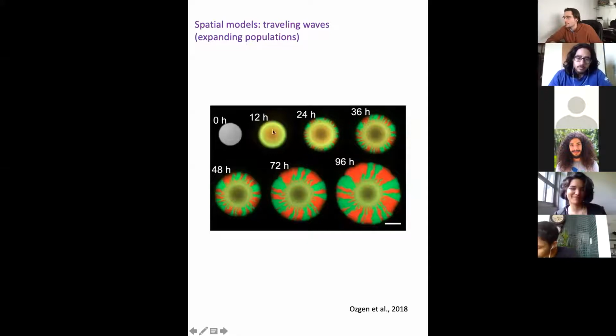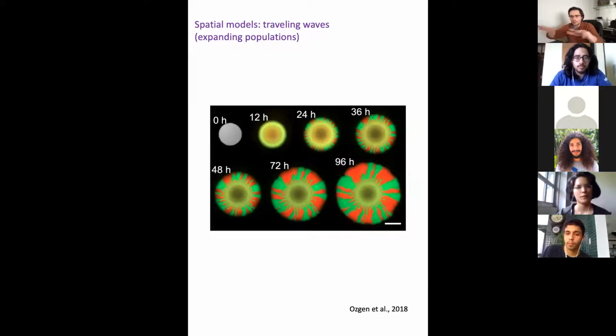And what they see is that the green and red now start segregating in sectors. So in my experiment, there appears a red sector, a green sector, and eventually, as the colony grows, this initially well-mixed population segregates in space and creates different cones of different colors.